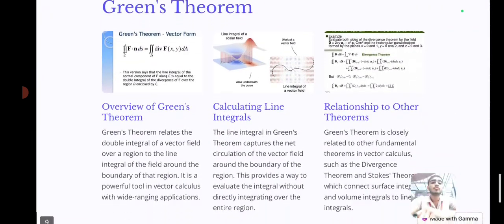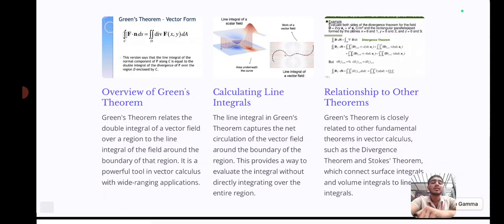Green's theorem. Overview of Green's theorem: calculating the line integral and the relationship to other theorems. Green's theorem relates the double integral over a region to the line integral of the vector field around the boundary of the region. It is a powerful tool in vector calculus with wide-ranging applications.